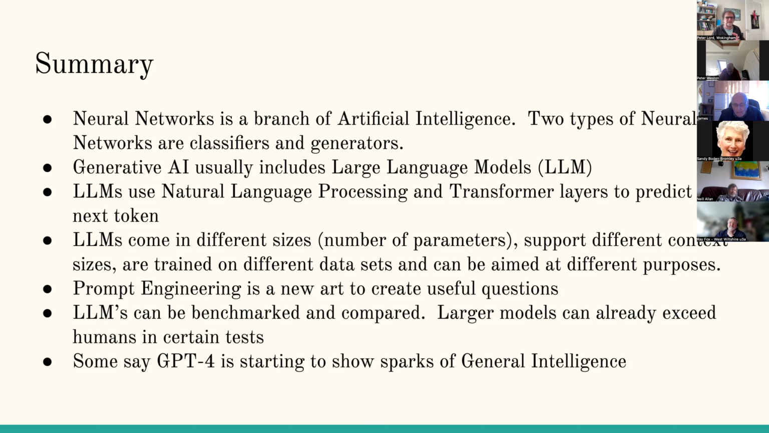And large language models, we didn't go into this, but they come in different sizes. It's called the number of parameters, which is the number of weights predominantly. They support different context sizes, how big a prompt you can type in, are trained on different data sets and can be aimed at different purposes.